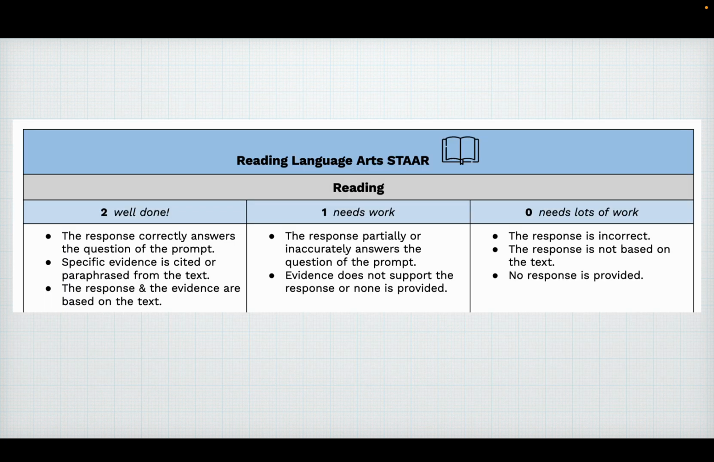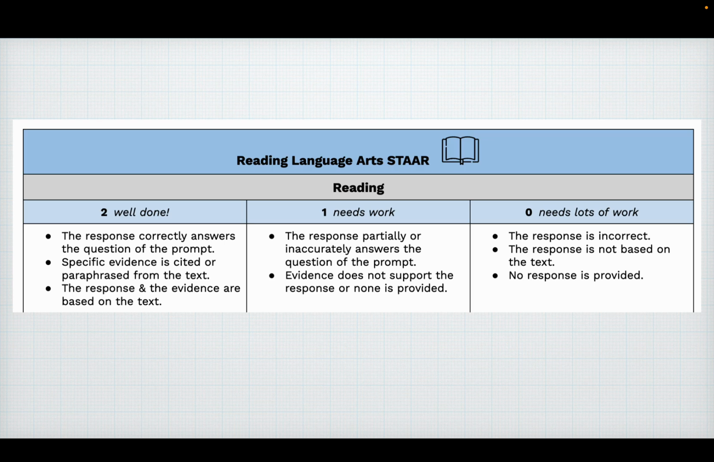All right, so let's look at the rubric. For the SCR, a 2 is well done. You did this correctly. So the response correctly answers the question of the prompt. Specific evidence is cited, or you can paraphrase from the text, but you use specific evidence from the text, and then the response and the evidence are based on the text. For a number 2, you will need to have answered the question correctly.